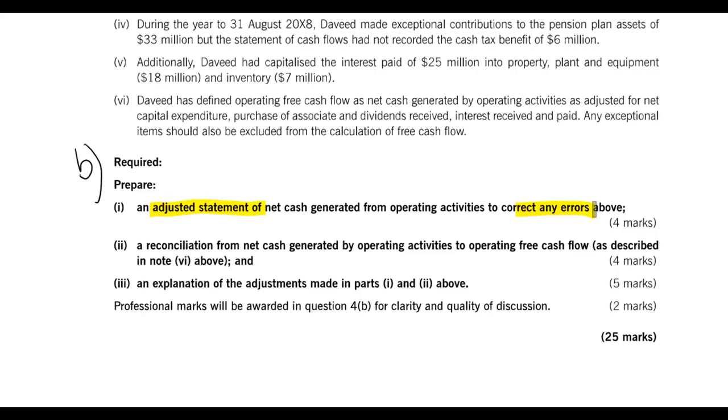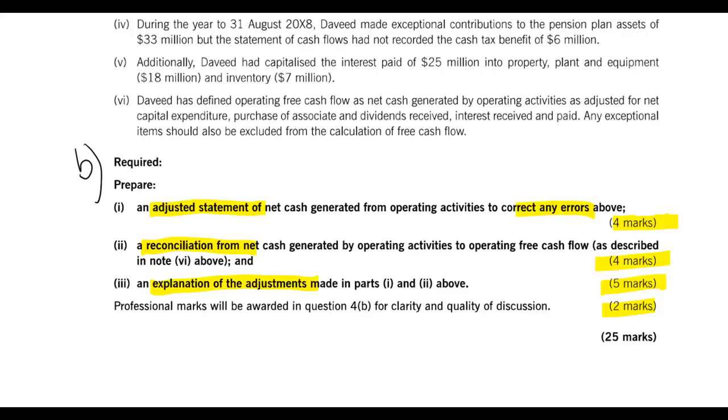It also wants us to do a reconciliation from the cash generated to this operating free cash flow. And that's for a total of 8 marks. Part 3 wants us to explain these adjustments. And if we do so well and articulately with clarity of our discussion, there's a potential 7 marks available for that. So this is a question which is partly about numbers and is partly about words.